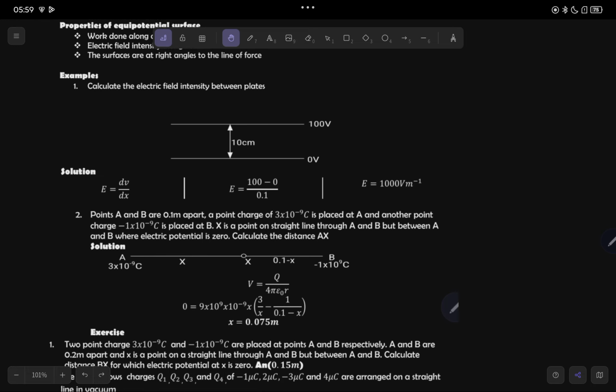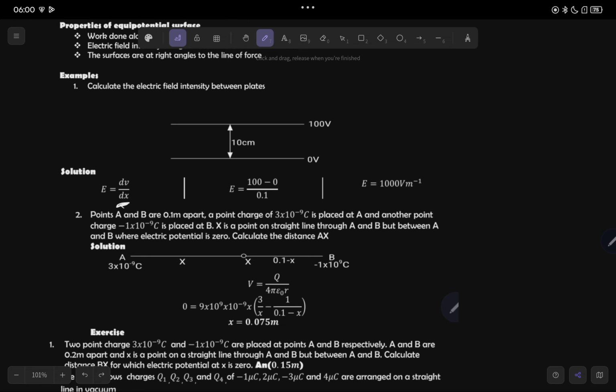They are saying calculate the electric field intensity between plates. The lower plate is 0 volts, the upper one is 100 volts. Between them, we have a distance of 10 centimeters, and they are asking us to find the electric field intensity between the plates. We've just seen that electric field intensity is equal to potential gradient. The negative only shows the direction.